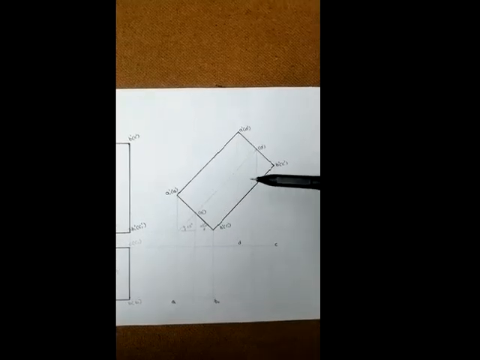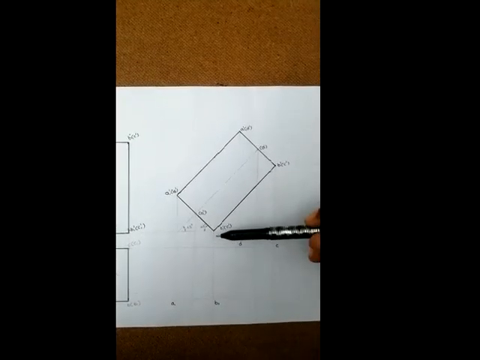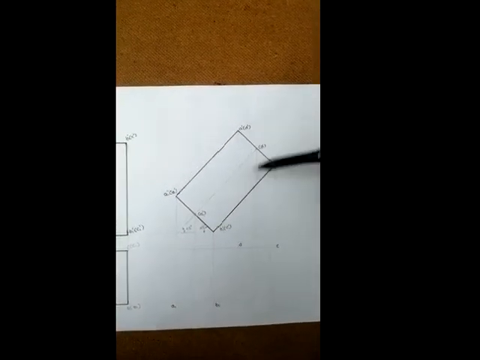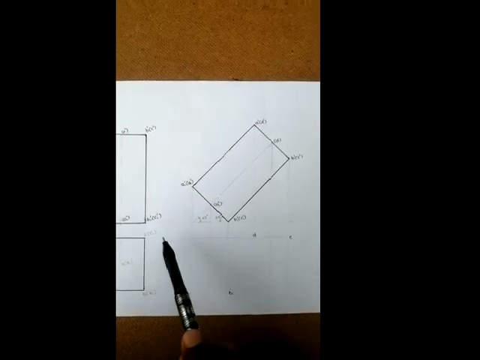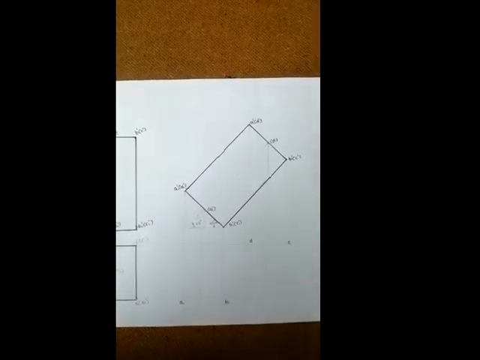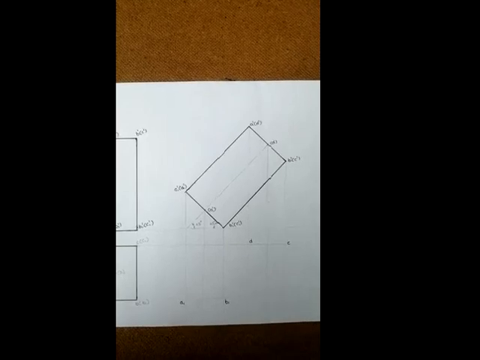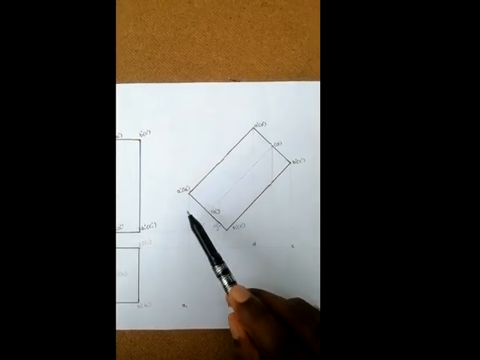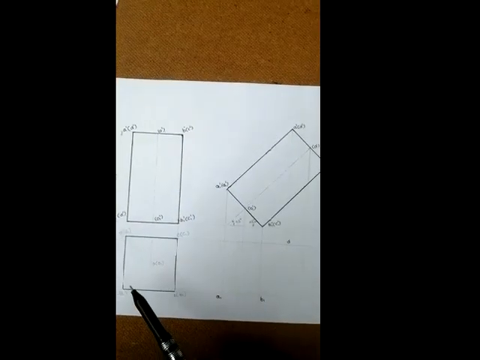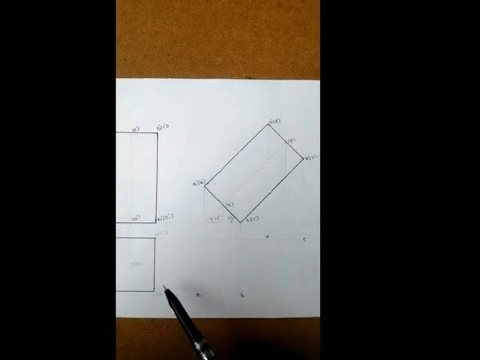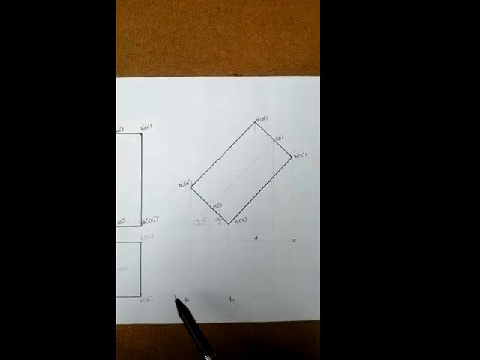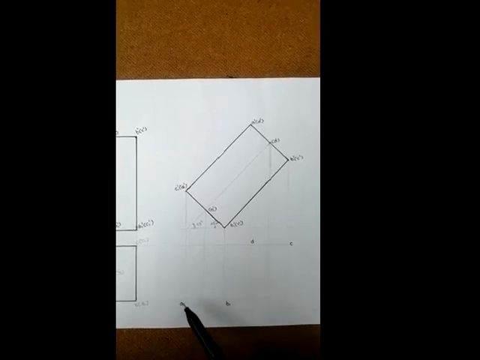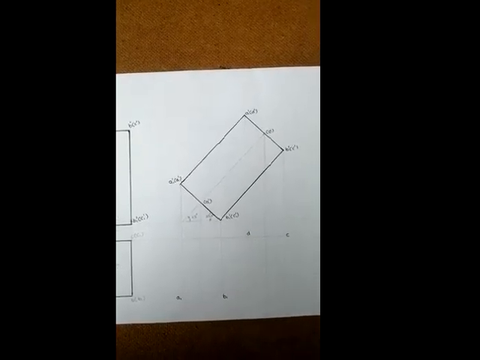After that, project vertical lines from all the corners. Similarly, project horizontal lines from all the corners. Then locate different points here. So we'll start with A1. This is the vertical line from A1 and this is the horizontal line from A1. These two lines will intersect here. So this is point A1.